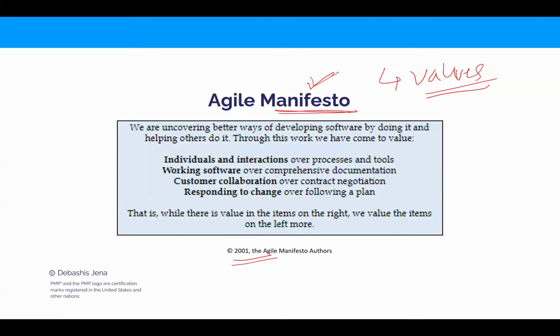They'll never ask you which is the value in the exam. But still good to know. Number 1, individuals and interactions over processes and tools.